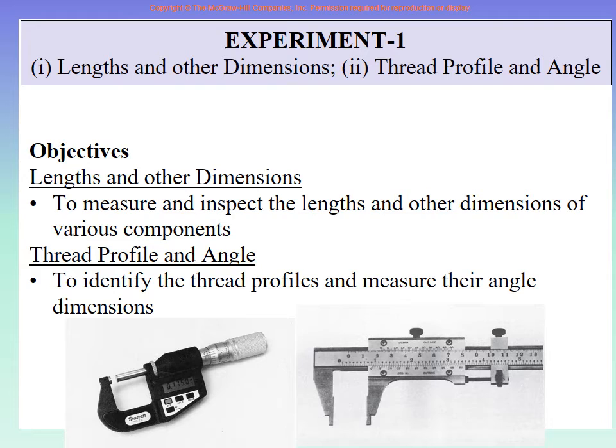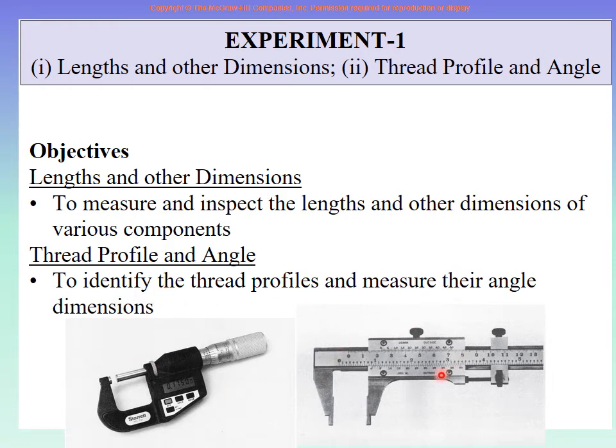So experiment one has two parts. One part is lengths and other dimensions, and the other part is thread profile and angle. In the objectives, the first one, lengths and other dimensions, is to measure and inspect the lengths and other dimensions of various components. You know, length, thickness, diameter, radius, these things are dimensions. So how to measure them? The second is thread profile, if there are some threads and angles. So to identify the thread profiles and to measure their angle dimensions.